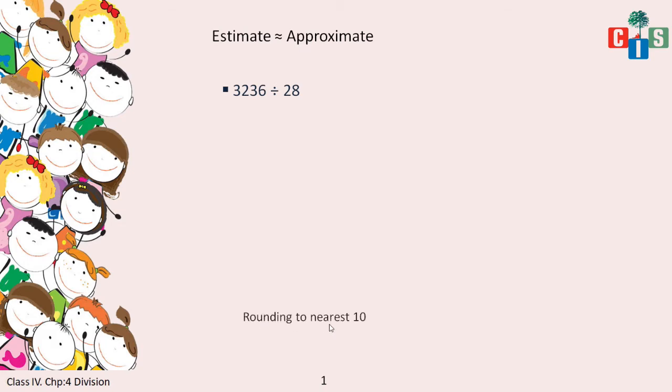So, rounding off to the nearest 10, we have the dividend, that is 3236, rounded up to 3240. And the divisor, which is 28, is rounded up to 30. Fine. So, my question now changes to the approximate value, that is 3240 divided by 30. Approximately sign I have written here. Okay. Now, I have to perform the division. Fine. And for that, I will write the dividend inside and the divisor outside.